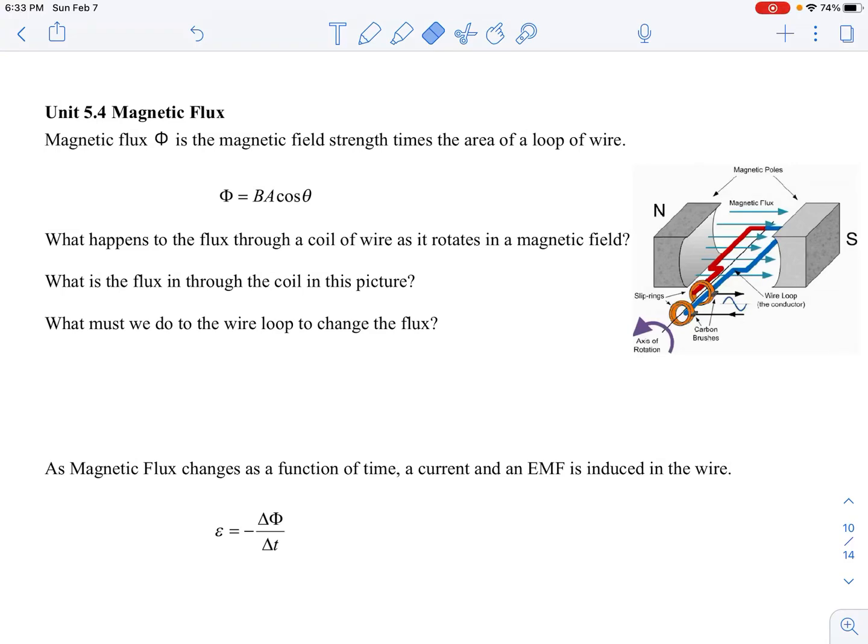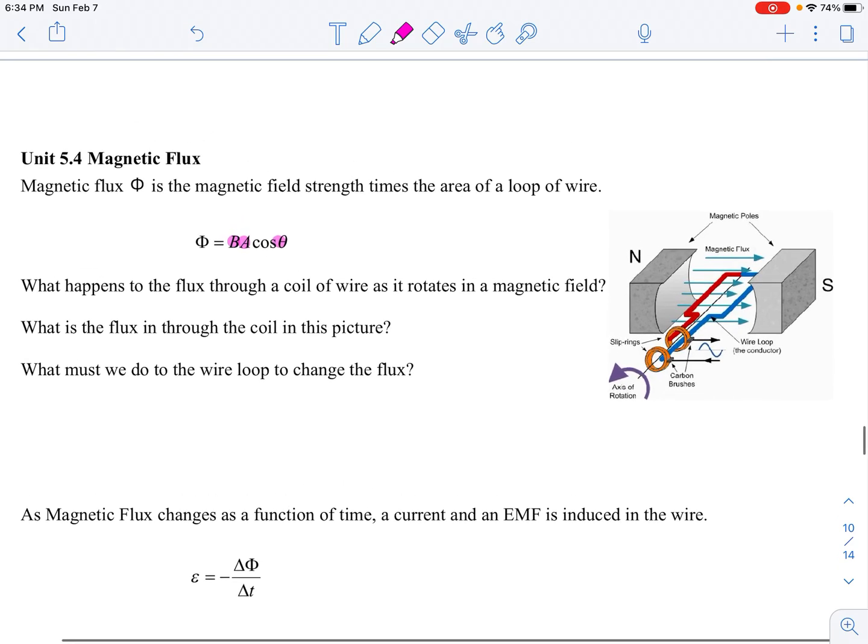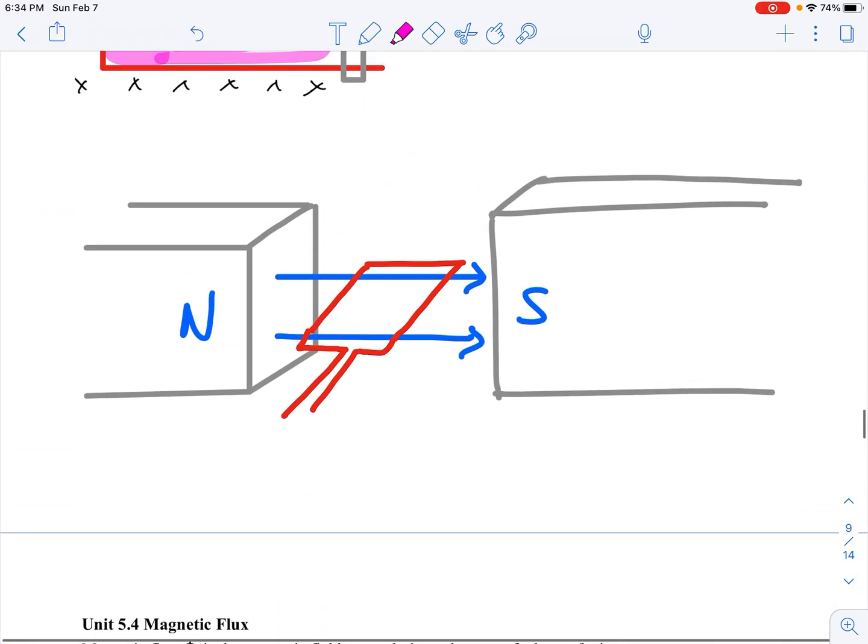So we are going to talk about a concept called magnetic flux, which is the cornerstone of understanding how much current is generated by a loop of wire in a magnetic field. And the formula for magnetic flux is B for magnetic field times A for area times the cosine of the angle between them. Now you may be asking yourself, how can there be an angle between a magnetic field and an area?